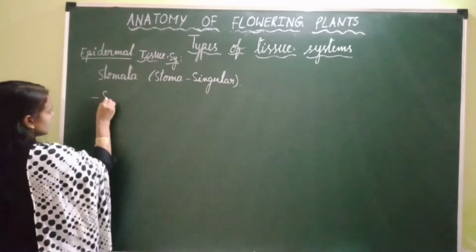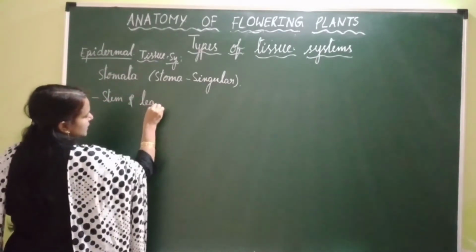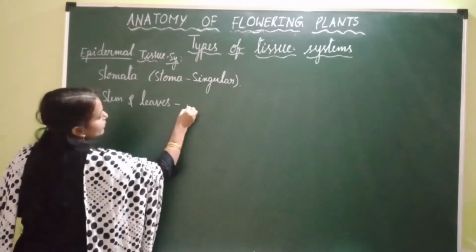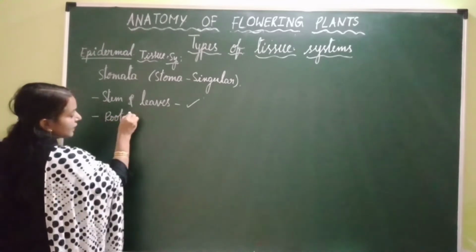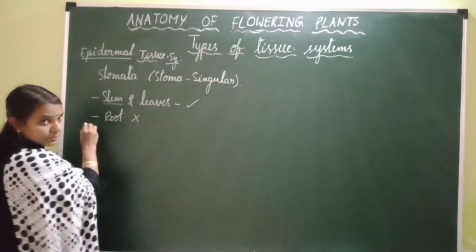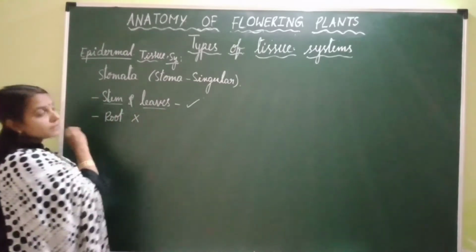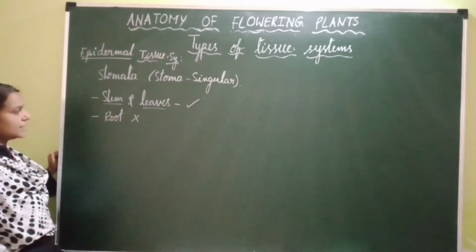What are the aerial parts of the plant? They are stem and leaves. So in stem and leaves, these stomata are present. In root epidermis, these stomata are absent, right? So in the epidermis of young stems and in the epidermis of leaves, stomata are present, whereas in root epidermis, these stomata are absent, right?